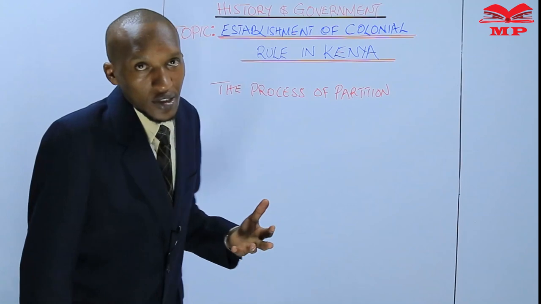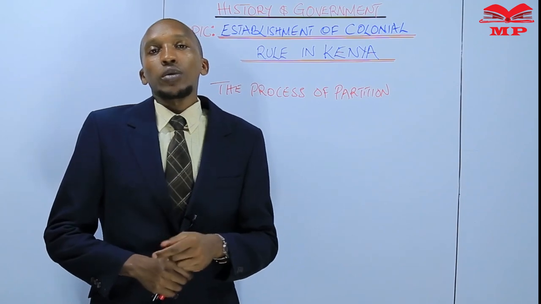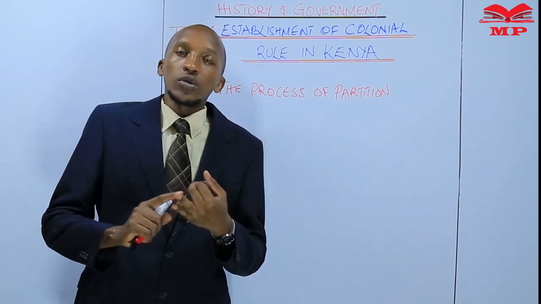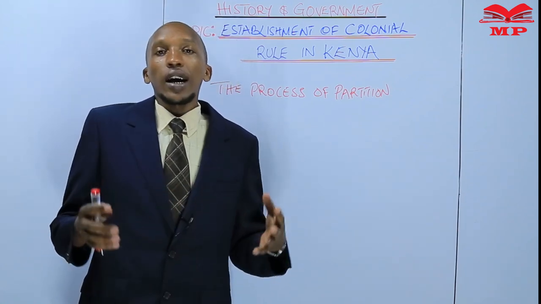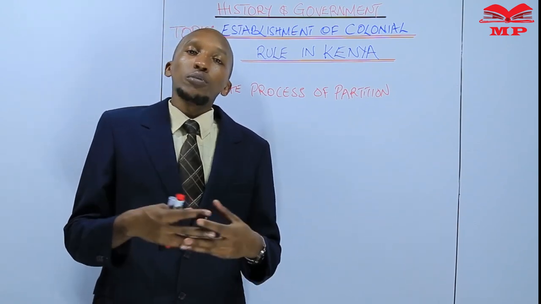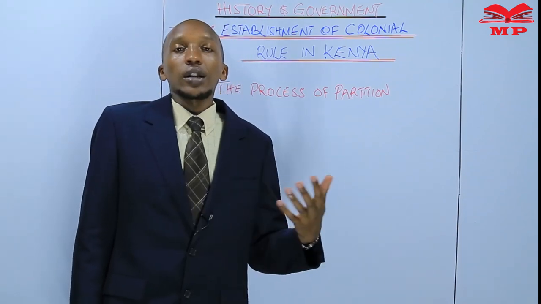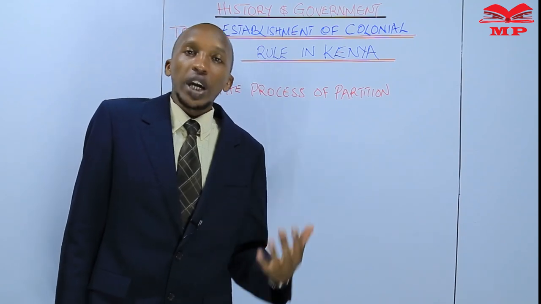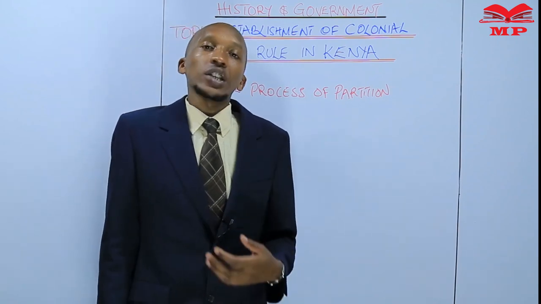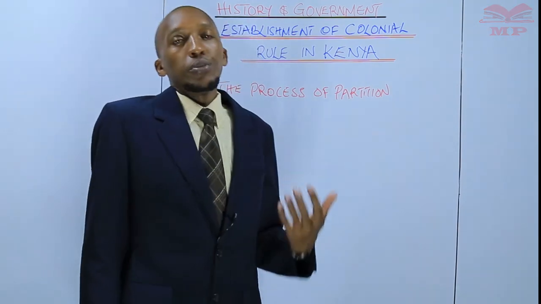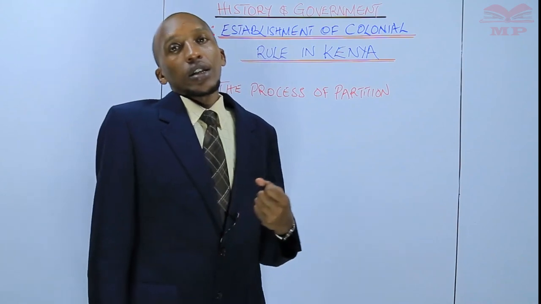So, which are these nations that were competing to get the East African territories? Are you able to remember them? We talked of Germany. There was Britain, there was Portugal, there was Italy. So these are European powers that were competing to get these East African territories. And then we made a step further and mentioned the factors that motivated the British nation to come and colonize or occupy Kenya.